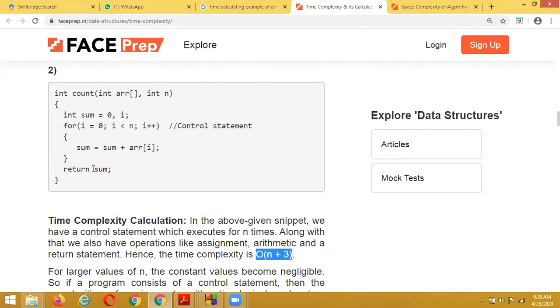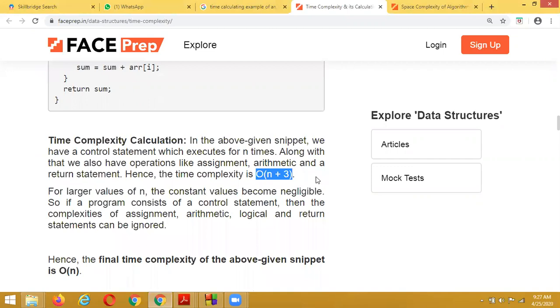Here we are calculating these two statements. This statement is executed n number of times, but what operators are involved in displaying the output? We have the assignment operator, the plus operator, and one return statement. So we are using assignment, plus, and return. Those we indicate as 3.